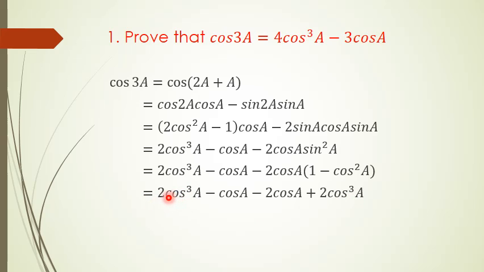Then observing that 2 cos cubed a and plus 2 cos cubed a are like terms, we add those to obtain 4 cos cubed a. Then minus cos a minus 2 cos a are also like terms. Adding those we get minus 3 cos a, and this is the required result.